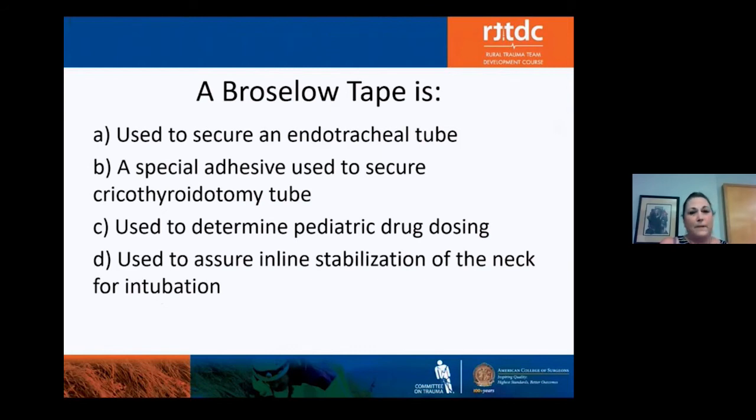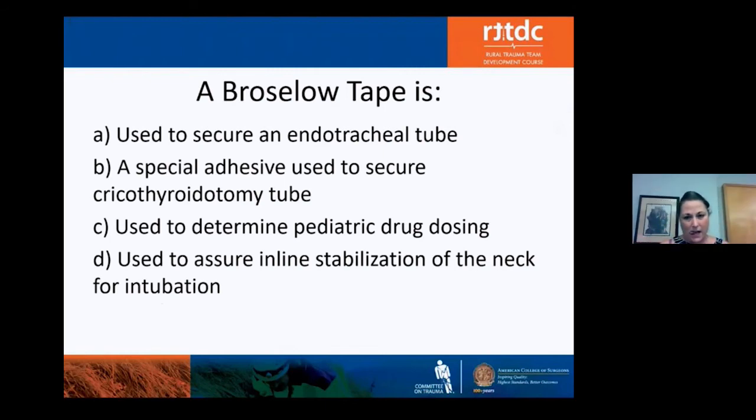I have it. The Broselow tape. A is used to secure an endotracheal tube. B is a special adhesive used to secure a cricothyroidotomy tube. C is used to determine pediatric drug dosing. And D is used to assure inline stabilization of the neck for intubation.